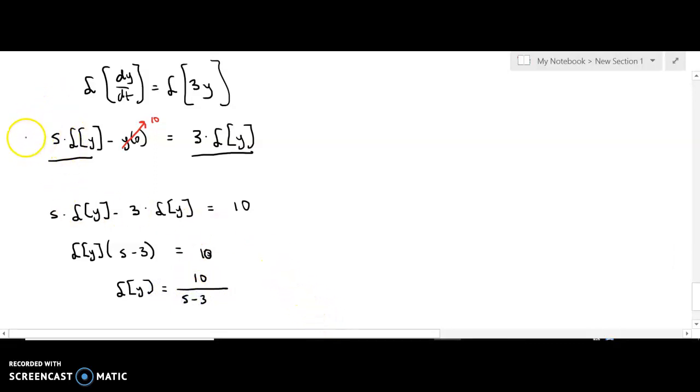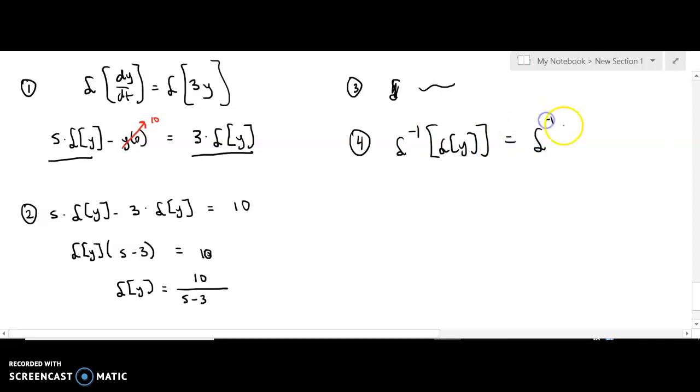So this was step 1. Step 1 was just to take the Laplace of both sides. Step 2 was then to isolate Laplace of y. Step 3 is to do any cleanup necessary. Now, what I mean by cleanup is you want to now look at what's on the right-hand side and ask yourself, do I recognize that as the inverse of some function? And already I see that this looks like 1 over s minus 3. So I'm going to take the inverse Laplace of both sides now. So 3, nothing much to do here. 4, take the inverse Laplace of both sides. Okay? And take the inverse Laplace of 10 over s minus 3.